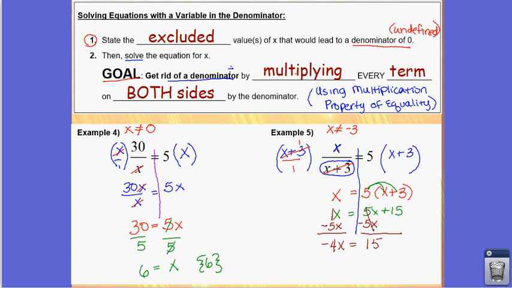Let's continue this. Okay. Now, final step, divide by negative 4. And I end up with x equals 15 over negative 4, which I cannot reduce. It is equivalent to a decimal, but leaving our answers in fraction form is fine. So my solution, my only solution, is 15 over negative 4.